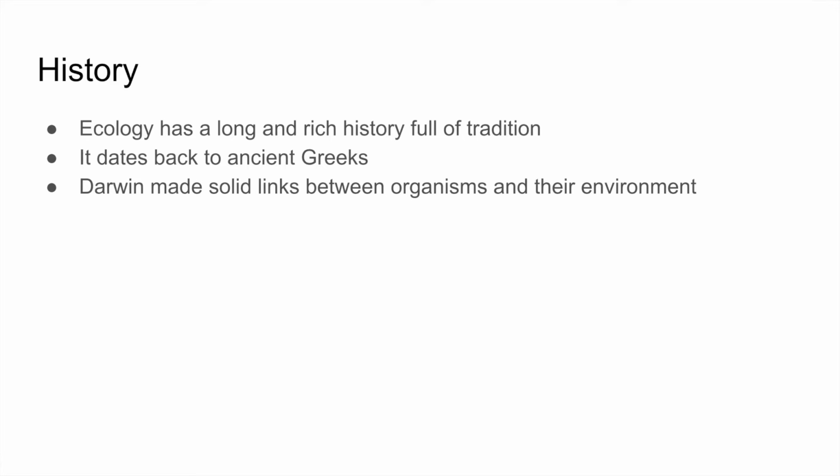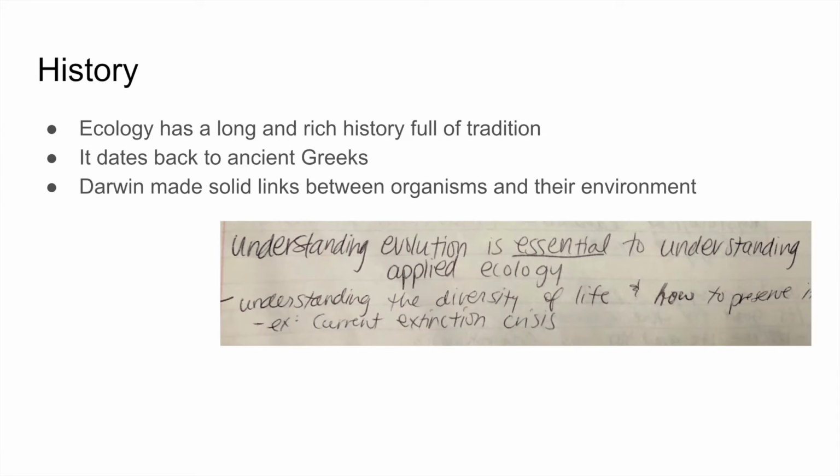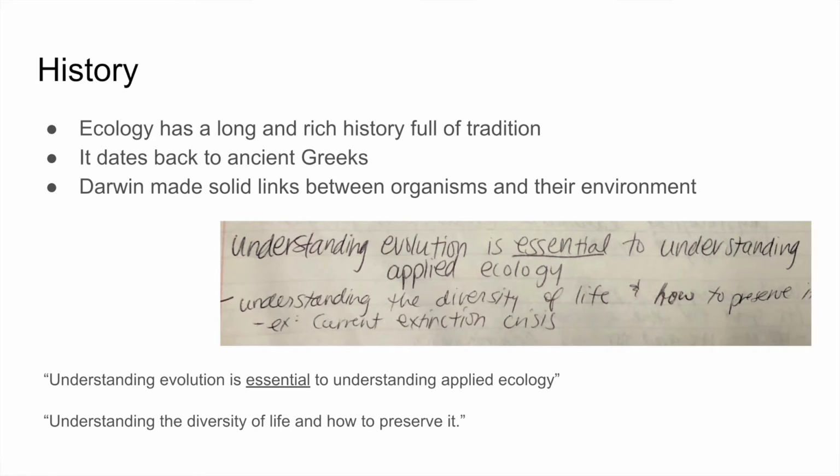Ecology has a very rich history, and it goes way back, all the way back to the ancient Greeks. Even Darwin made links between organisms and their environment, thinking about his finches in the Galapagos. He saw these different types of birds. They all happened to be finches. But what made them different were factors in their environment. The ones that ate the really big hard seeds had big hard beaks. The ones that needed to finagle insects out of things like trees had thinner, more manipulative beaks. Understanding evolution is essential to understanding applied ecology and understanding the diversity of life and how to preserve it.